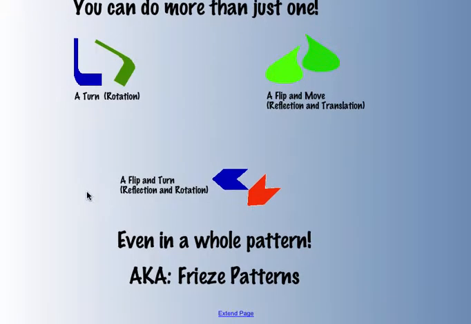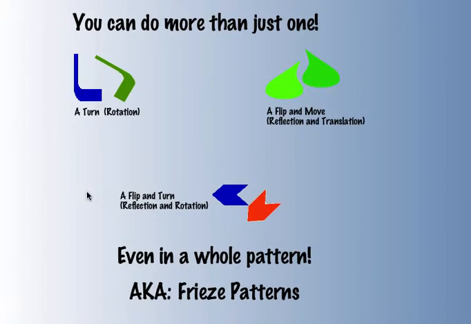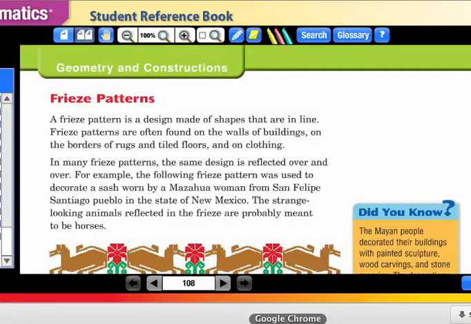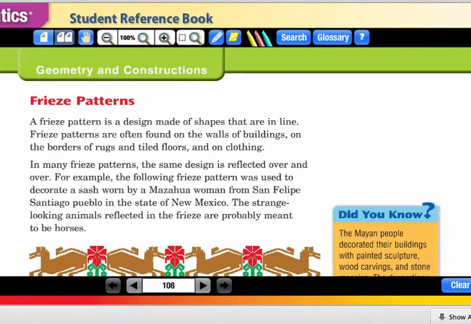Some of these in real life actually exist in designs. If you look all over the place, I bet you'll see these sometimes on your sweaters, your jackets, your pants, if you have any quilts at home. And when they come in a whole pattern, we call those frieze patterns. I'm going to switch over here to my internet document, and I want to tell you a little bit about these.